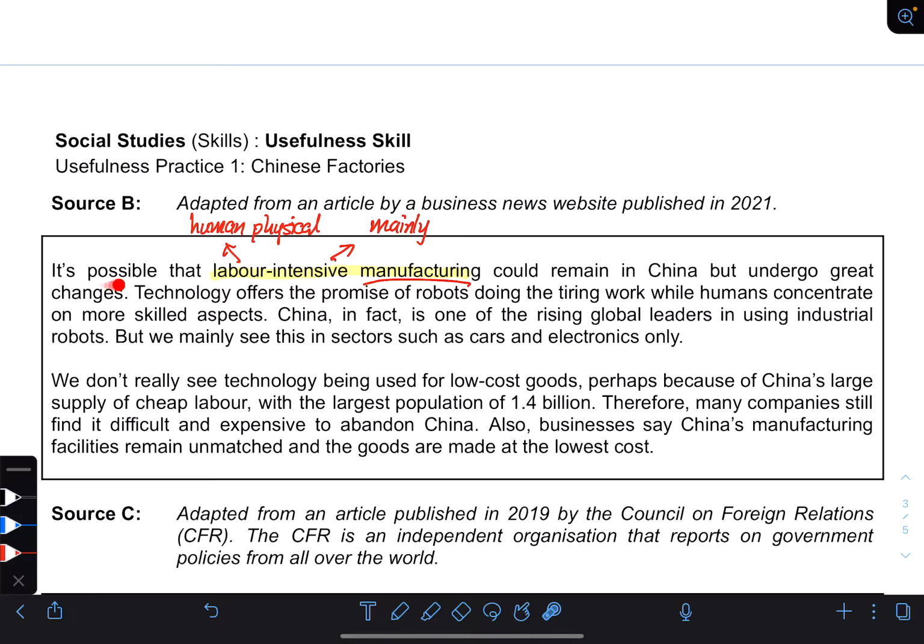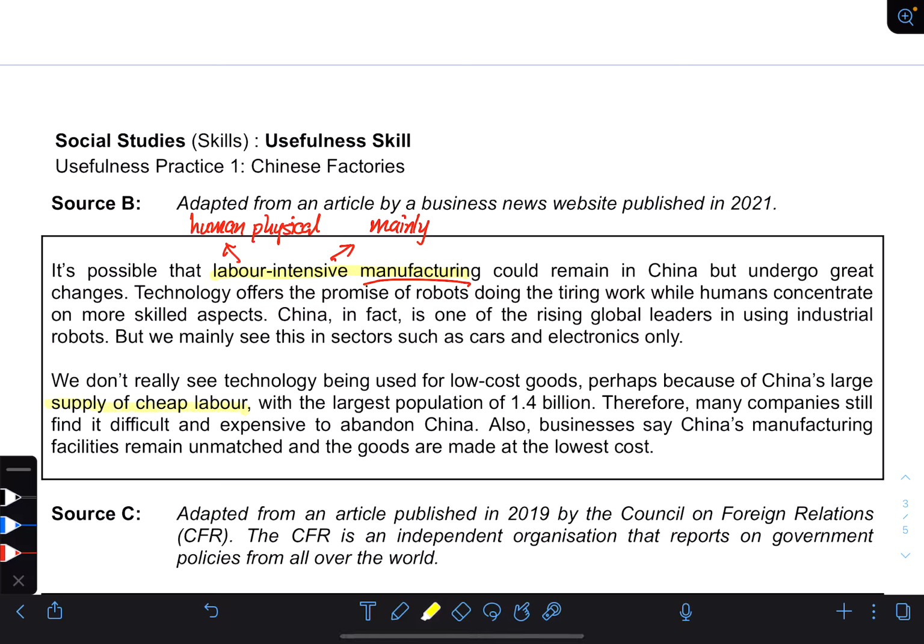So let's see what it says. It's possible that labor-intensive manufacturing could remain in China but undergo great changes. Technology offers the promise of robots doing the tiring work while humans concentrate on more skilled aspects, meaning we replace human beings with computers, with robots who can do the same kind of work. China is in fact one of the rising global leaders in using industrial robots. But we mainly see this in sectors such as cars and electronics only, meaning other sectors like the clothing line, they don't use robots. We don't really see technology being used for low-cost goods, perhaps because of China's large supply of cheap labor.